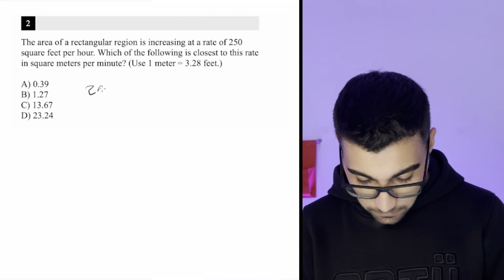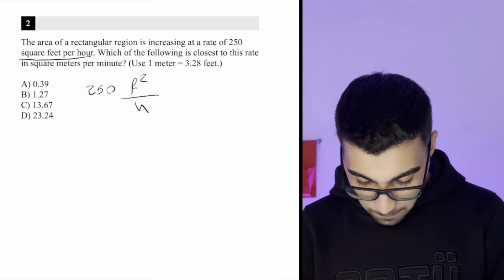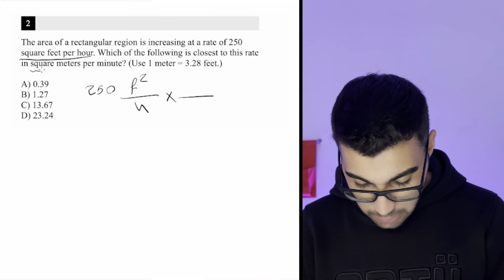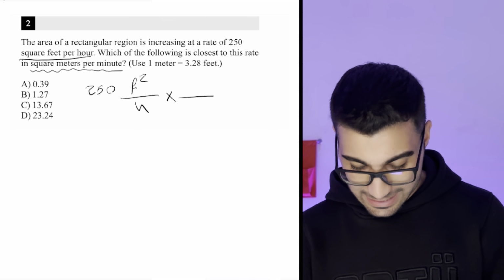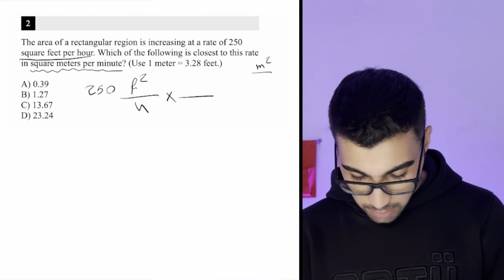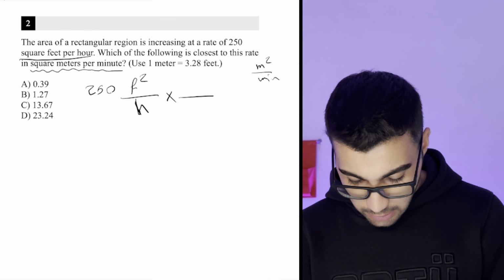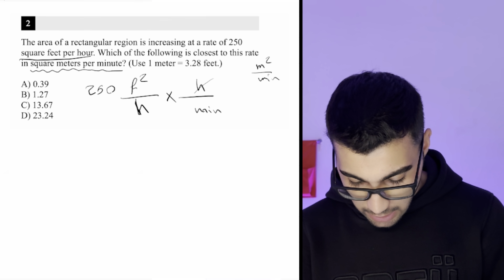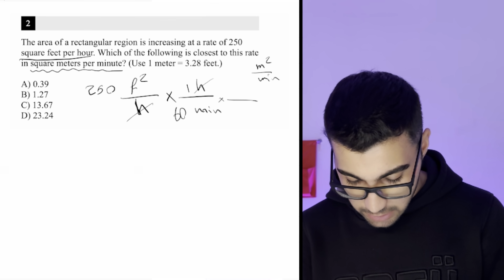So here we have 250 square feet per hour. I'm going to write the number with the unit, then multiply by what we want to convert. We want to convert to square meter per minute. Let's just write this here to see what we want to get at the end. Square meter per minute, this is what we want to get, right? Now I'm going to convert. Let's start with the hour. So I'm going to write hour up, minute down, because I want the hours to be cancelled, and 1 hour is 60 minutes, right?